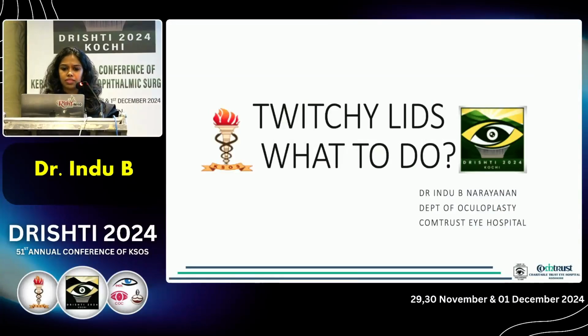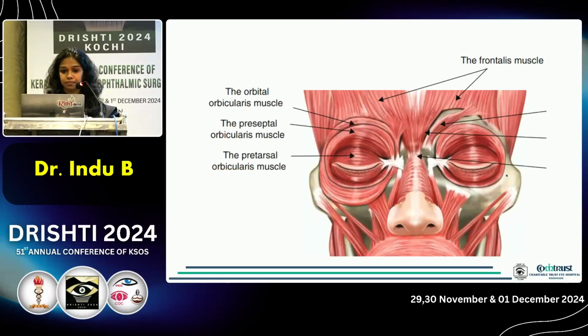So, this is not a very uncommon condition, twitchy lids, and often it is very debilitating for the patient. So, let me begin with the very relevant anatomy. What do you think are the muscles that are required when a patient closes his eye? First and foremost, it's the orbicularis, which comes into action. Contraction of the orbicularis. And all of us know that there are two parts of orbicularis. It's the palpebral and the orbital part.